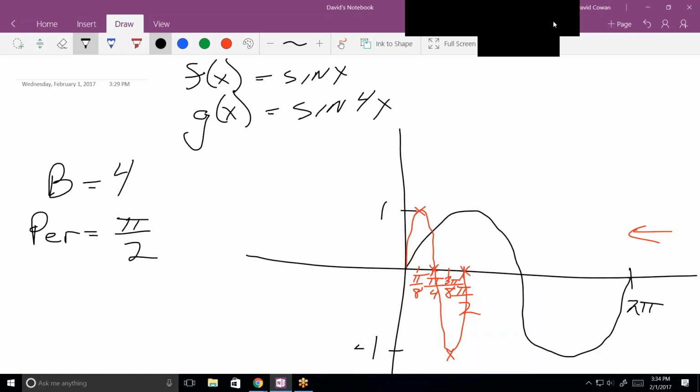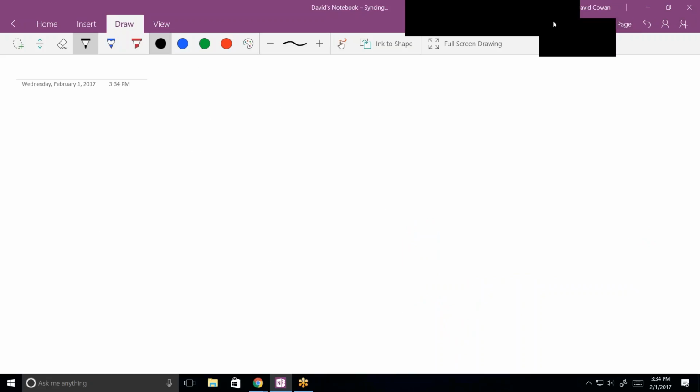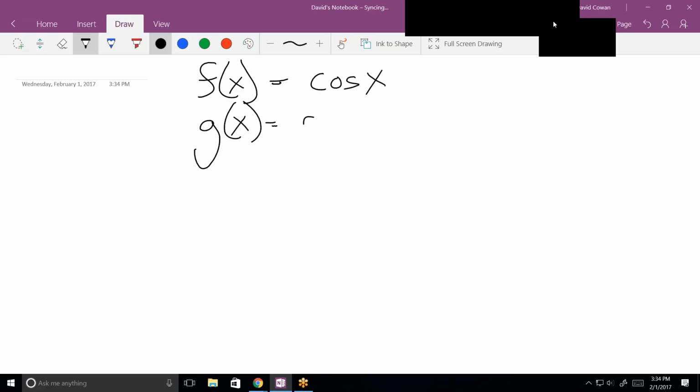I figured. Yeah. So the next one is cosine of x is f of x. F of x equals cosine of x. And then g of x equals cosine 1/5 of x. Okay. Is that going to be a squeeze or a stretch? And is it horizontal or vertical? It'll be a horizontal stretch. Correct.